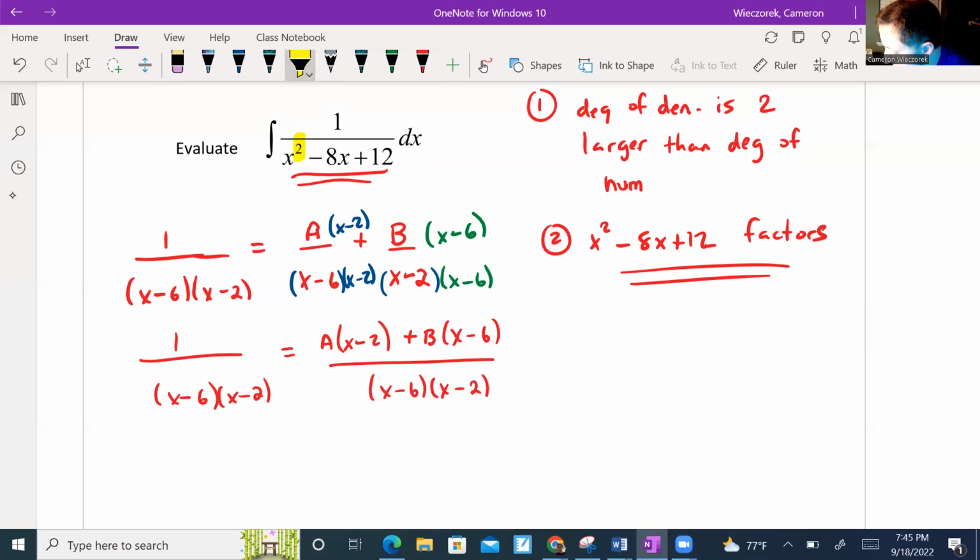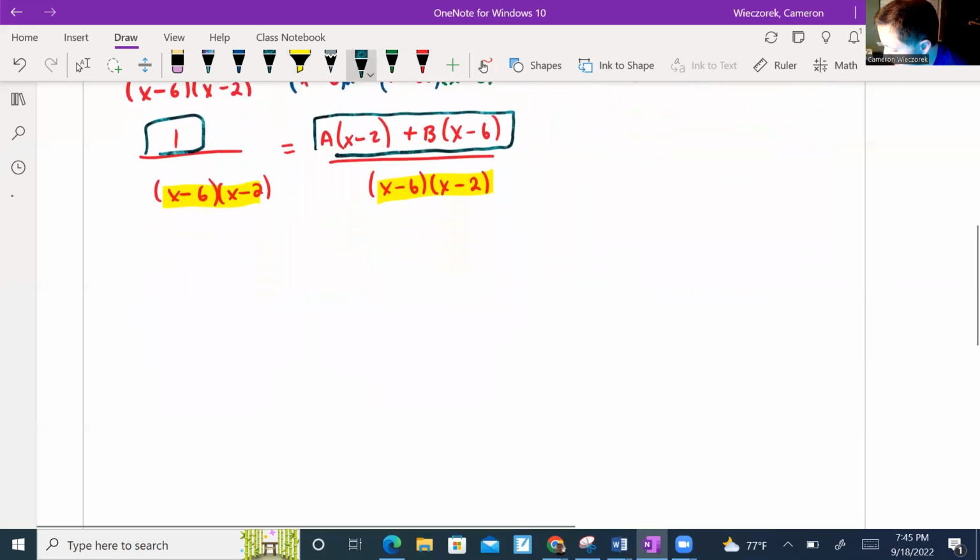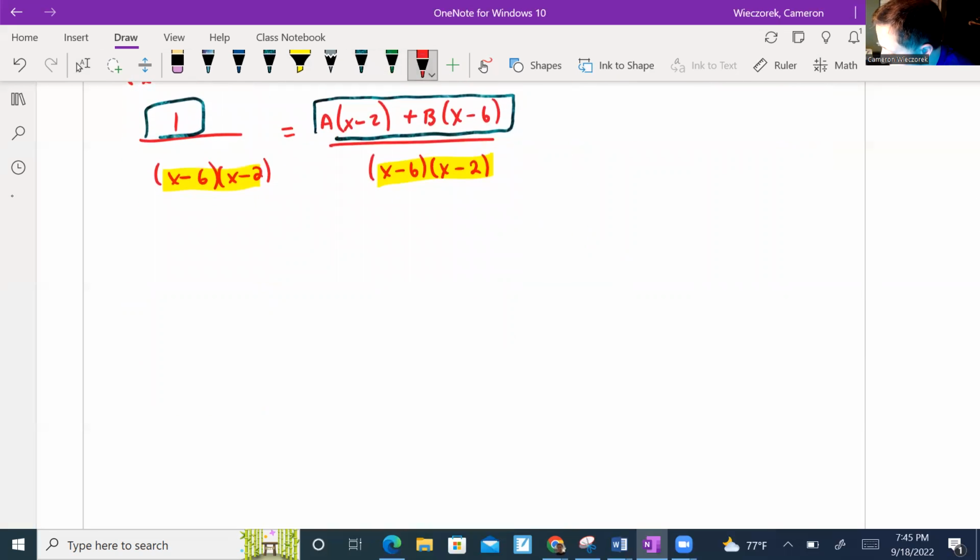Now what I notice is that the 2 denominators are exactly the same. So what this really amounts to is equating the 2 numerators together. I don't even need to look at the denominators anymore. I can just look at the top. So scrolling down, I'm going to solve this equation: A times x minus 2 plus B times x minus 6 equals 1. The simplest way of doing this is to figure out the 2 x values that would make the A and B terms disappear from the problem.